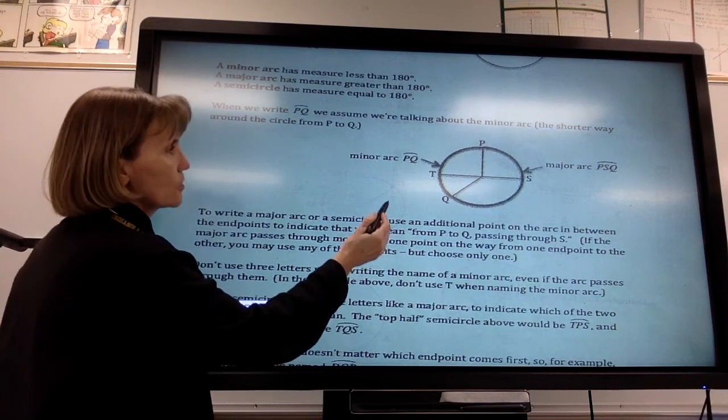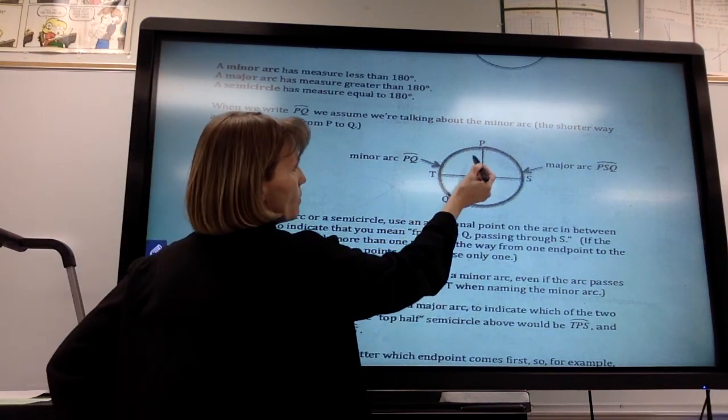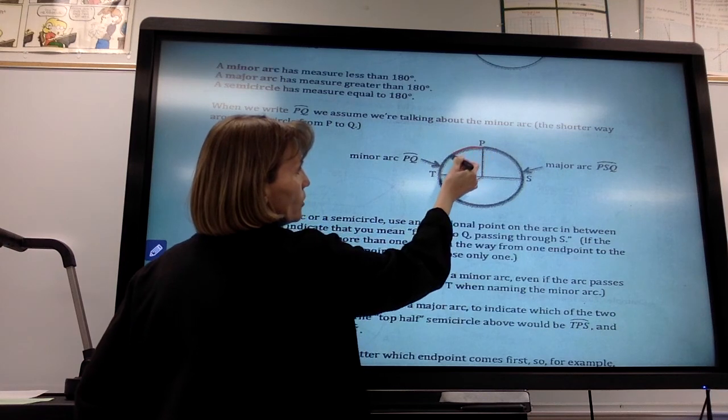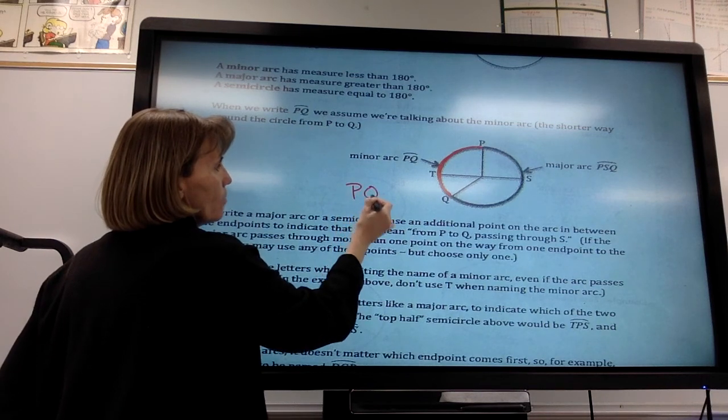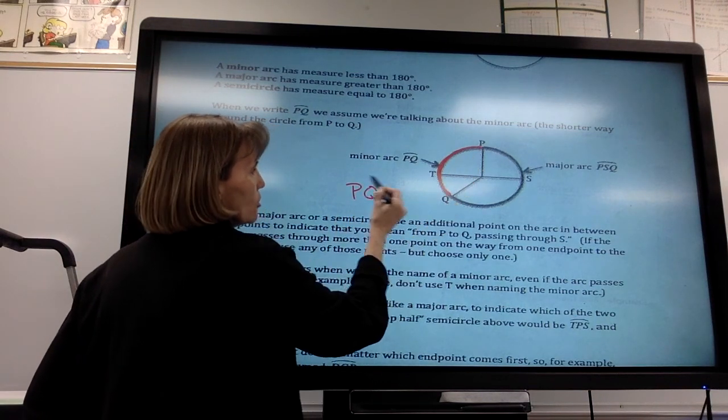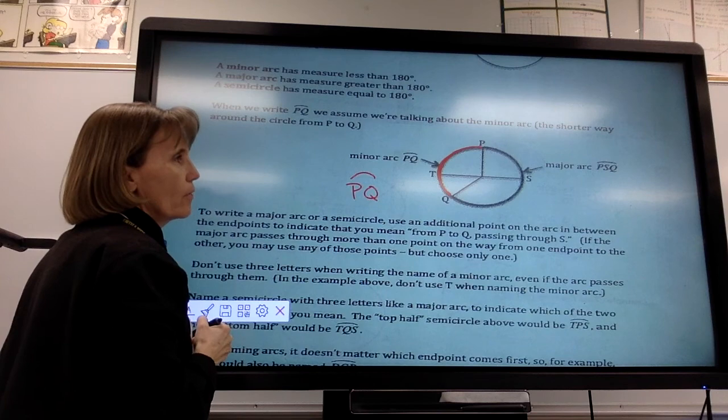Okay, so on this particular circle, the minor arc from P to Q, we know if it says it's minor, it's less than 180 degrees, and I would just take the two endpoints. I started at P and I went to Q, and I put the arc symbol around it.